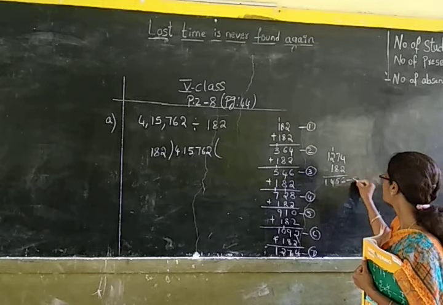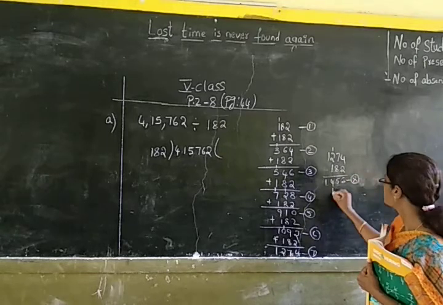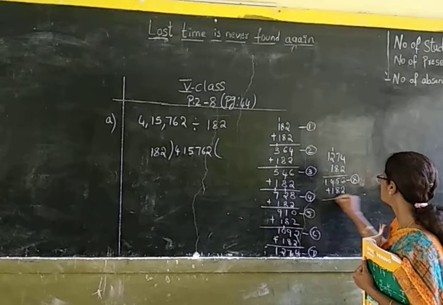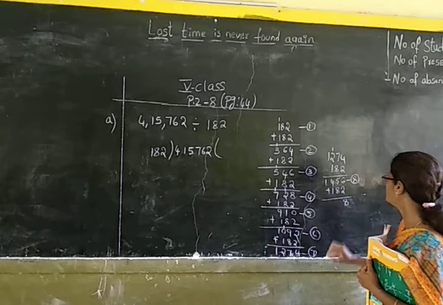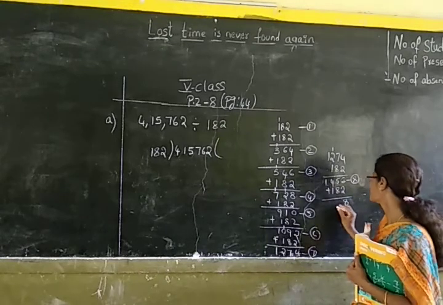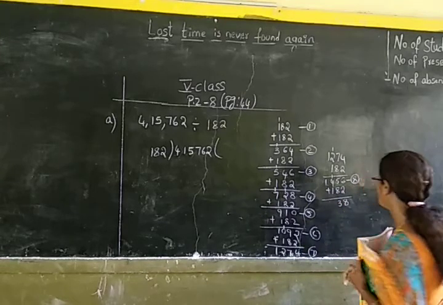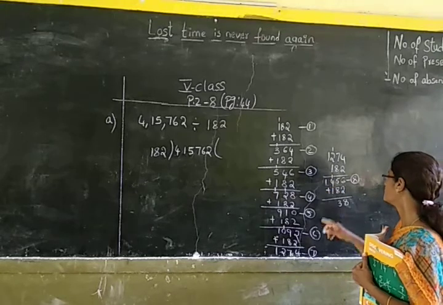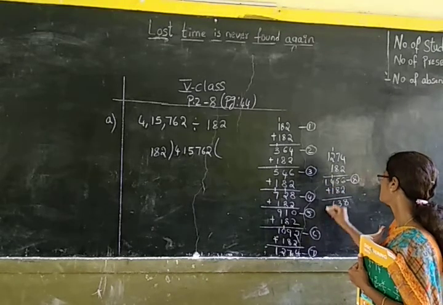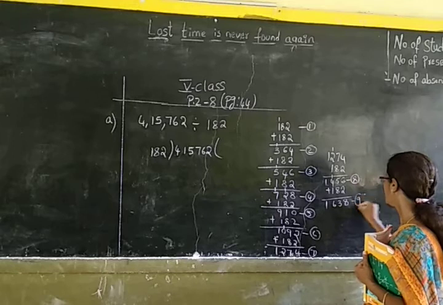And this is 8 times. So again I am adding 182. 6 plus 2 is 8. 8 plus 5 is 13. 4 plus 1 is 5. 5 plus 1 is 6. And 1. This is 9 times.